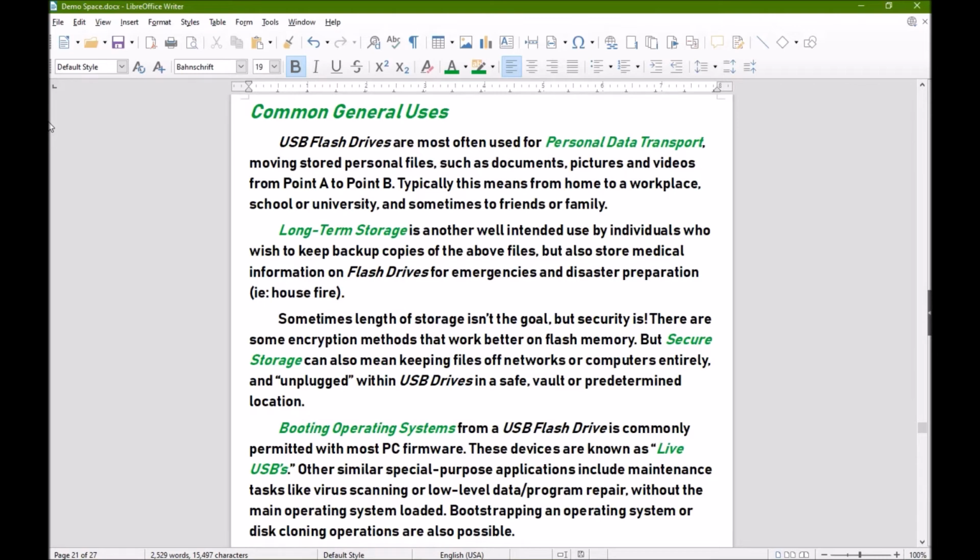Booting operating systems from a USB flash drive is commonly permitted with most PC firmware. These devices are known as live USBs. Other similar special purpose applications include maintenance tasks like virus scanning or low-level data and program repair without the main operating system being loaded. Bootstrapping an operating system or disk cloning operations are also possible.